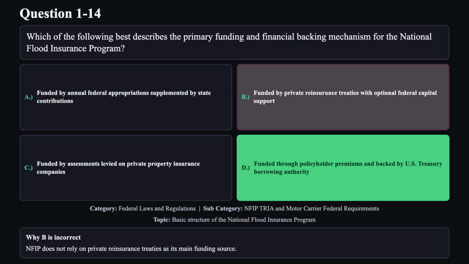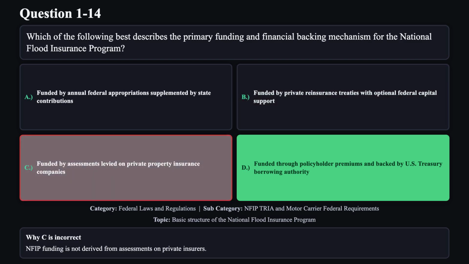Reason B is not correct. NFIP does not rely on private reinsurance treaties as its main funding source. Reason C is not correct. NFIP funding is not derived from assessments on private insurers.